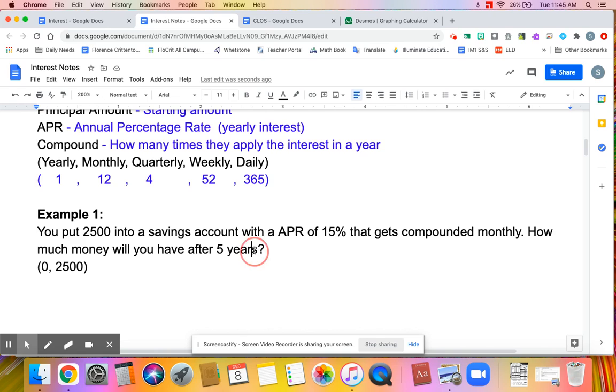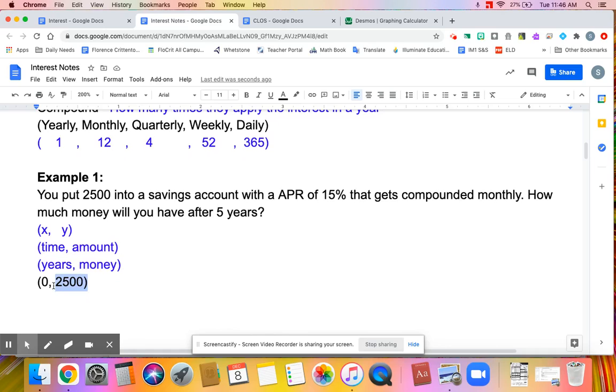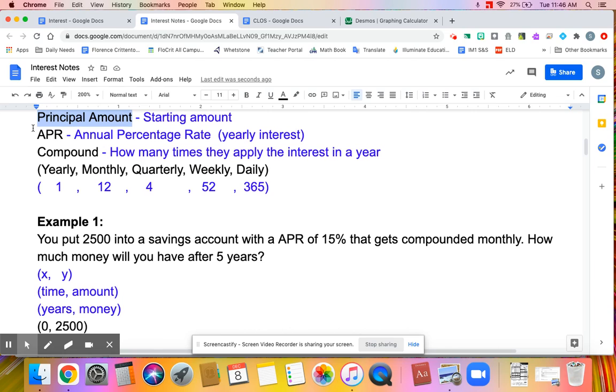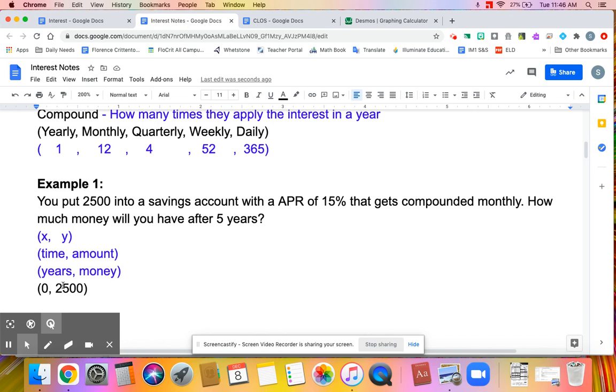Well, remember time is in years. It says after 5 years. So right now, here I'm going to write this. X, remember points x, comma, y. And remember, x is always about time and y is always about amount. So in this situation, our time is in years. And the amount we're talking about is how much money we have. Which is why after 0 years, our starting amount is $2,500, which means remember the big word for this is principal amount. So because we're dealing with interest, we can call it the starting amount or the principal amount. So the principal amount is $2,500.